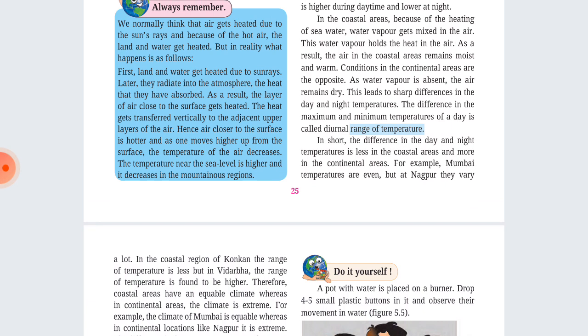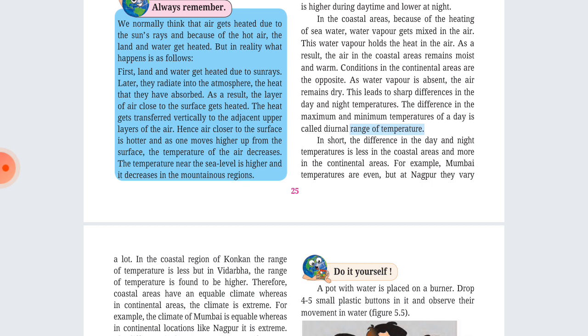As the area's sea level increases, the temperature will decrease. During the daytime the temperature is different, and during the night time the temperature is different. In the continental area, during the daytime the temperature will be higher, but during the night time it will be cooler. But in the coastal region, during the daytime the temperature will be lower, and during the night time it will become warmer. In the coastal area, because of the heating of sea water, water vapor gets mixed in the air. This water vapor holds the heat in the air.